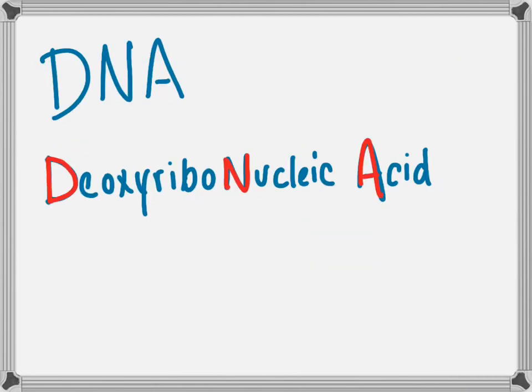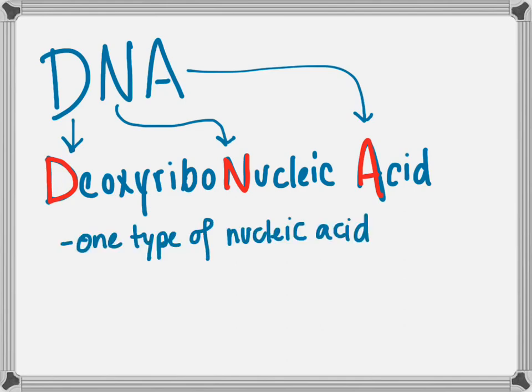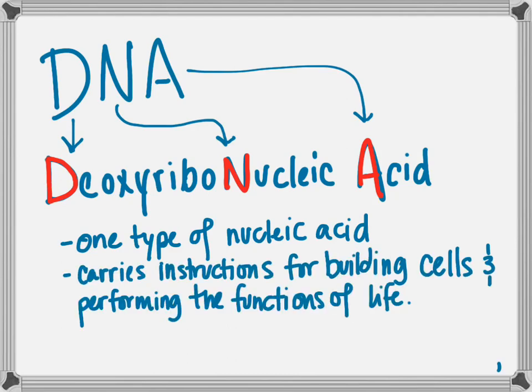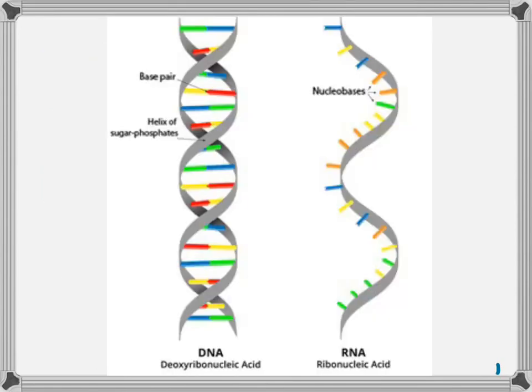Well, first off, DNA stands for deoxyribonucleic acid. That's the D and the N and the A. And what is it? Well, it's one type of nucleic acid. It carries instructions for building cells and for performing pretty much all the functions of life. Here's an image of DNA. That's the one on the left. The other nucleic acid, which we won't talk about just yet, is RNA. We'll discuss that a little later.